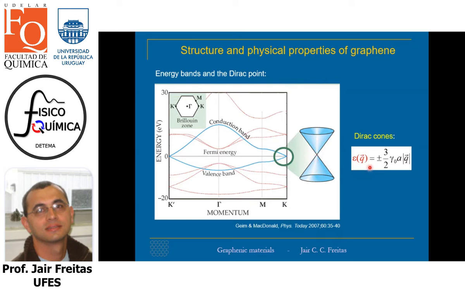And by the way, this type of relation is mathematically equivalent to what we find for photons in relativistic physics. So there are some interesting similarities between the behavior of carriers in graphene and the behavior of relativistic particles. But of course, with a completely different value of the velocity.